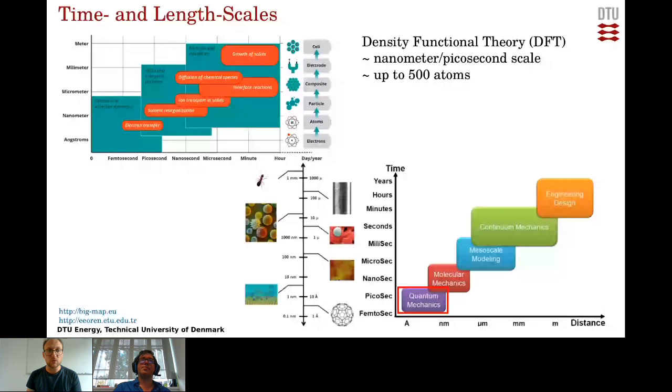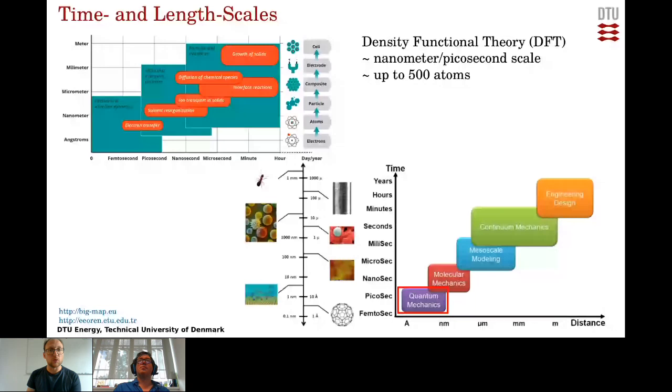What I'm going to talk about is all made in the framework of quantum mechanics and in particular density functional theory. This covers the nanometer and picometer scale in terms of length and time scale. What we can model is up to around 500 atoms. This will of course improve in the next years with the improvement of computational power, but up to now, around 500 atoms is the limit that we can achieve.